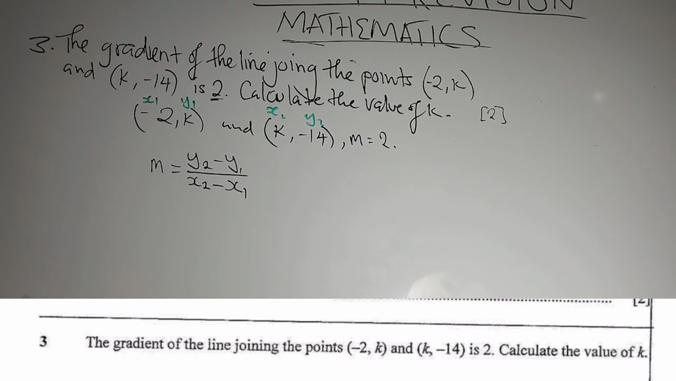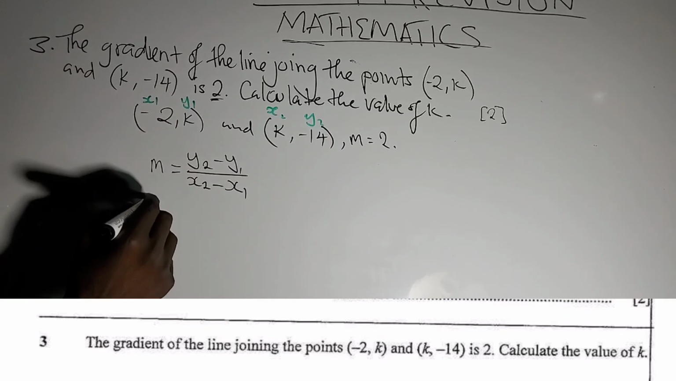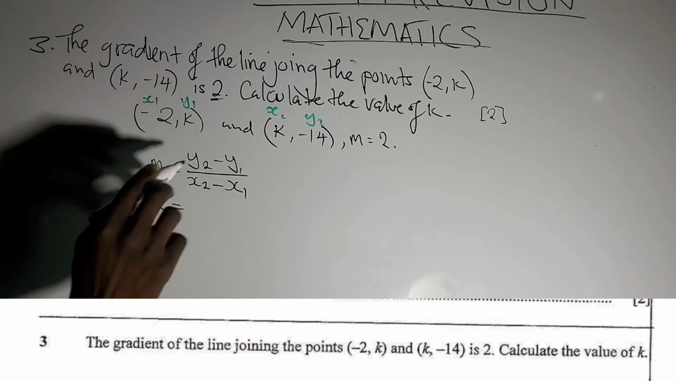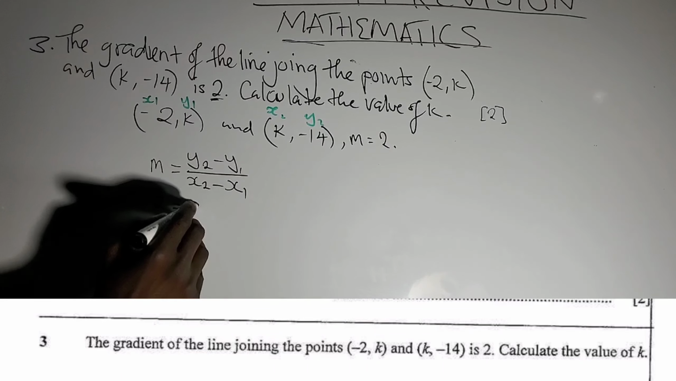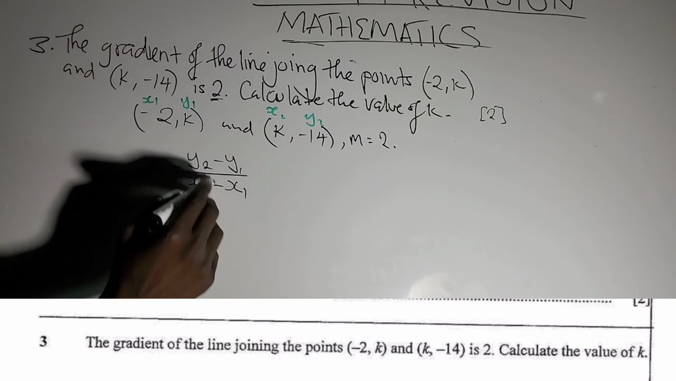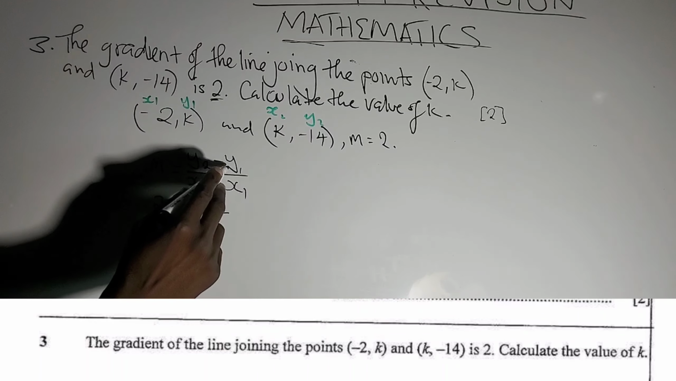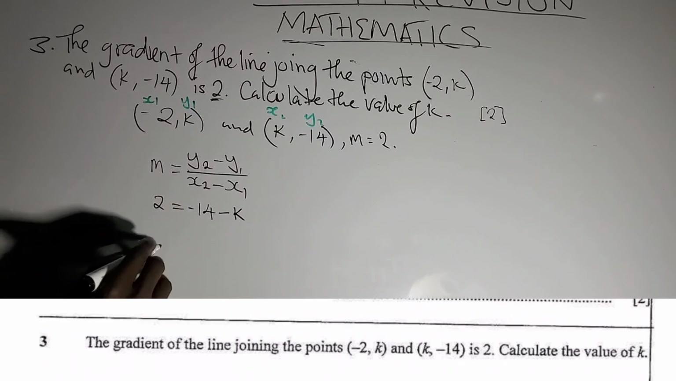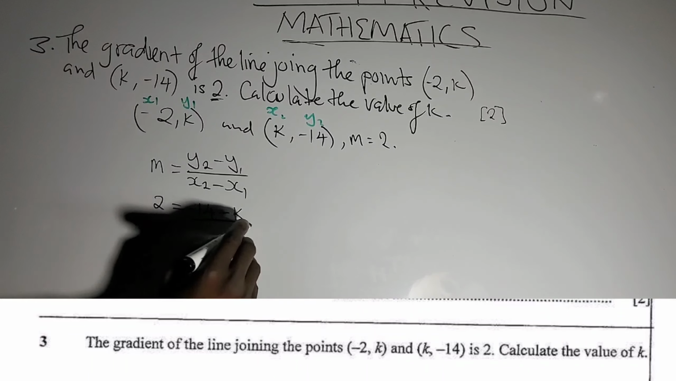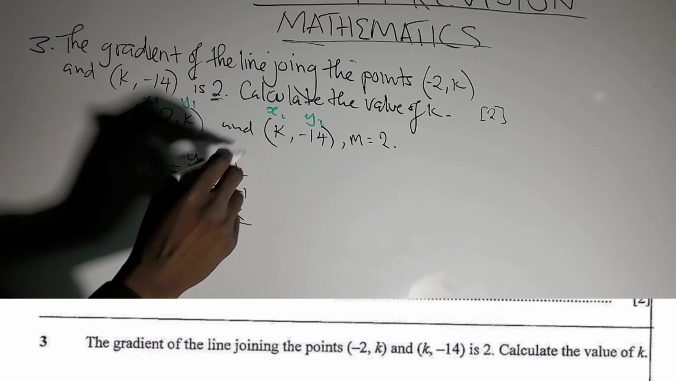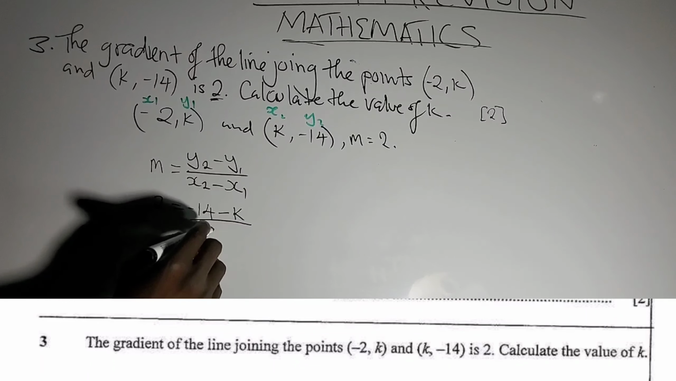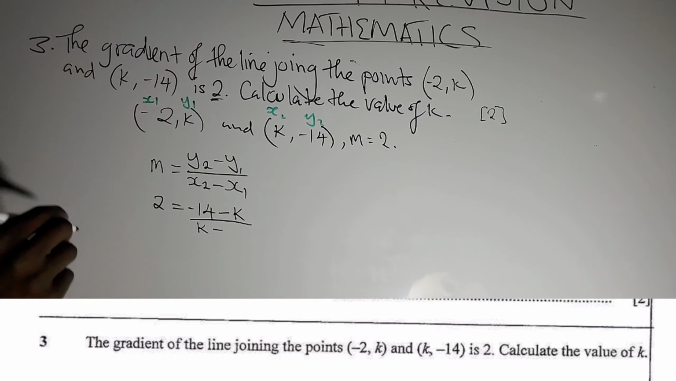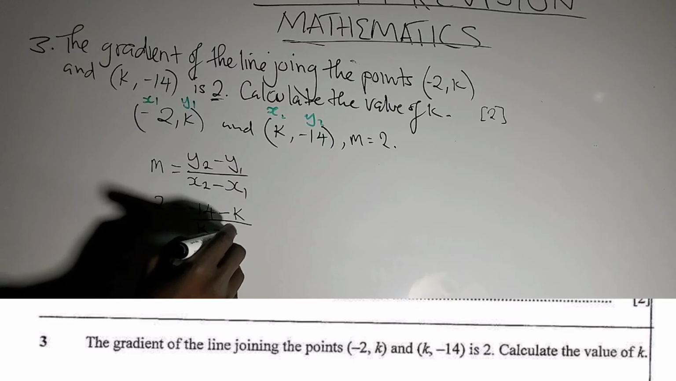Where there is m here, we're going to substitute with 2. Where there is y, we're going to substitute with negative 14. In the formula there is a minus. Then y1 is k, so we substitute y1 with k, over x2 which is k, minus x1, which is negative 2.